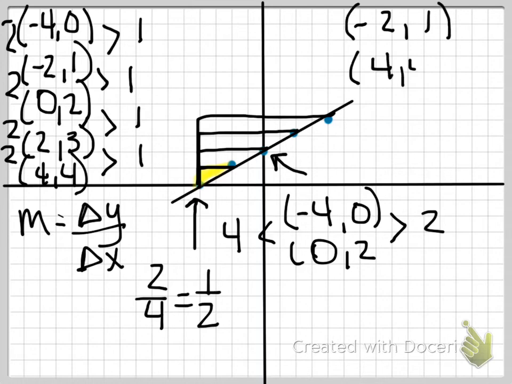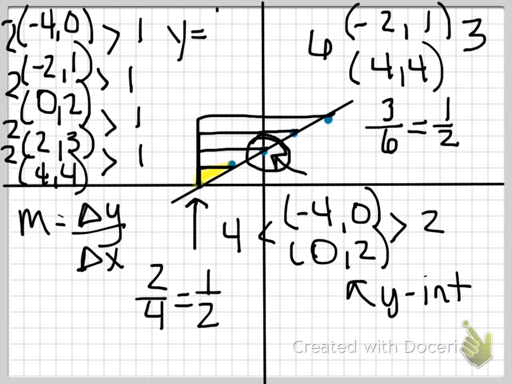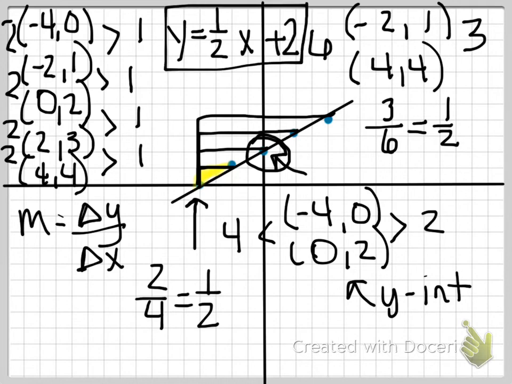So again, I'm going to choose another point, -2, 1, and 4, 4. The change in the y is 3, the change in the x is 6, and so 3 over 6 again reduces to 1/2. Now, down here, 0, 2 is the y-intercept. It's where it hits the y-axis. Therefore, that is where the 2 comes in the equation. So y equals 1/2 x plus 2, because it's going to be there on the y-intercept.